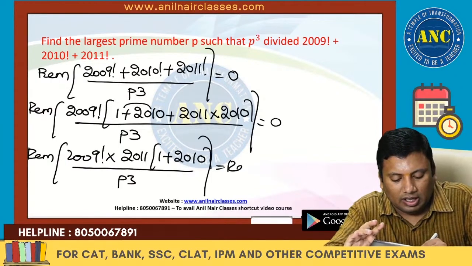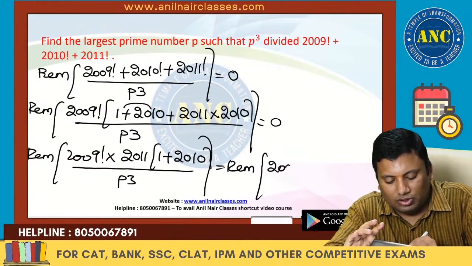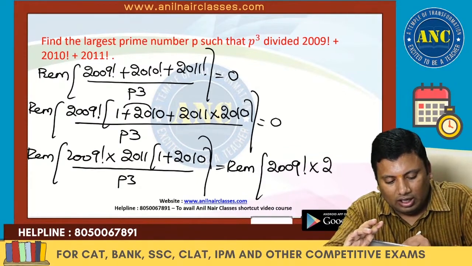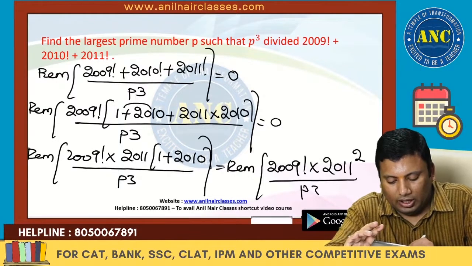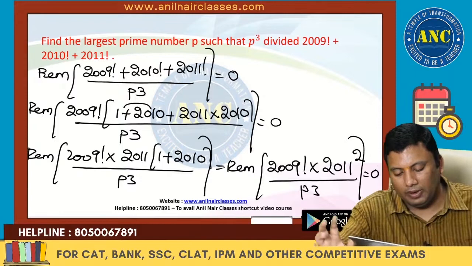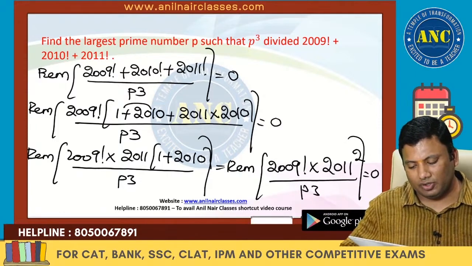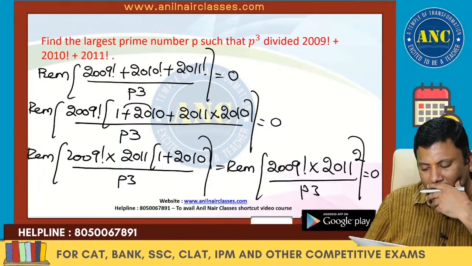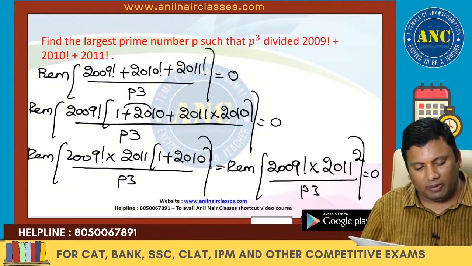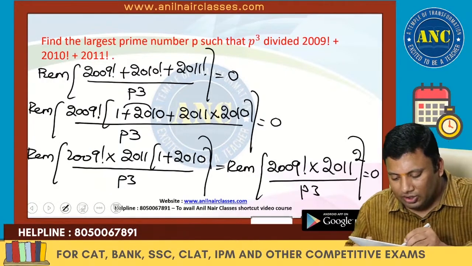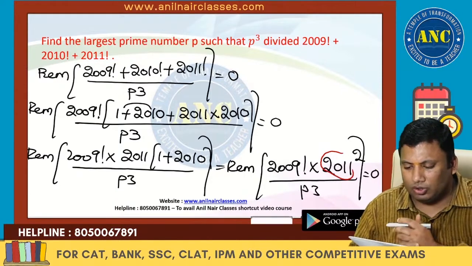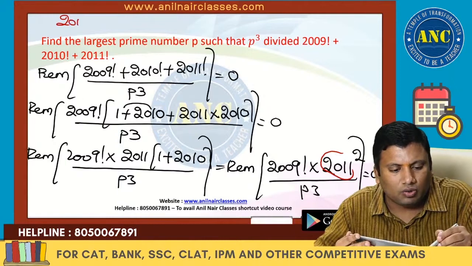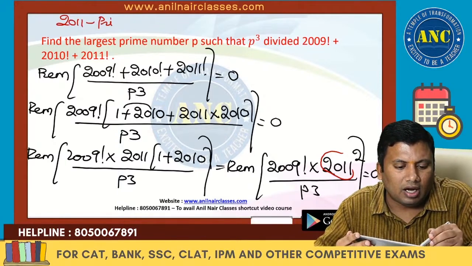This is nothing but a remainder of 2009 factorial into 2011 square divided by p cube equivalent to 0. Now if you see here, the largest prime number which I require, largest prime number. Now that means, 2011, is it a prime number? We will check whether 2011 is a prime or a composite number.